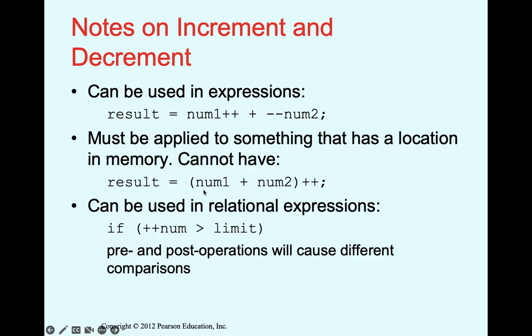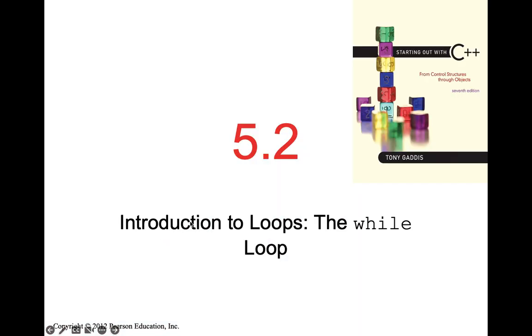We cannot do something like num1 plus num2 in parentheses and then plus plus. This cannot be done in C++. This is not allowed. Using these in a relational expression is allowed in C++. But here, num plus plus num is different from num plus plus. So the condition can be true or false, depending on the numbers, but they can be different from plus plus num to num plus plus.